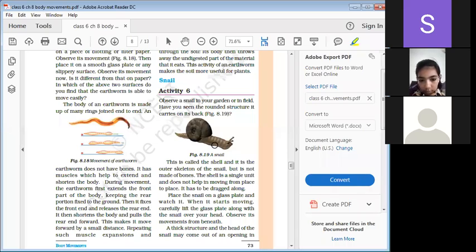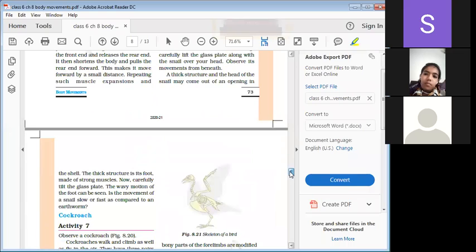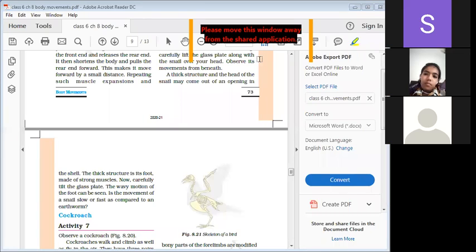The snail moves with one foot and it secretes a slimy substance on which it drags along. The shell also drags along with the body of the snail. The snail does not have any bone in its body. A thick structure and the head of the snail may come out of an opening in the shell. The thick structure is its foot, made up of strong muscles. Now carefully tilt the glass plate and you will see the wavy motion of the snail. The snail also moves like an earthworm, but it has an outer shell which it carries along with it.